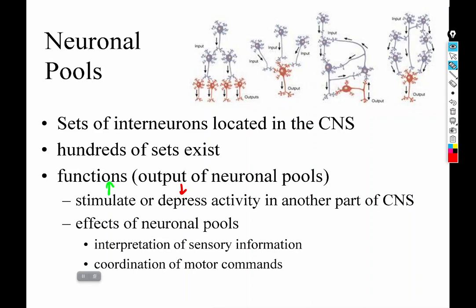The effects of this include, but are not limited to, interpretation of sensory information and coordination of motor commands. There are other neuronal pools as well that do things like consolidate memories, form memories, move things from short-term memory into long-term memory, make decisions, and experience emotions. So these are cognitive things, but the broadest effects are listed here.